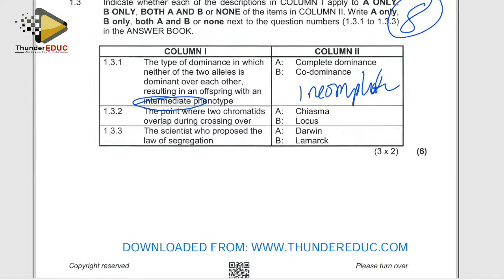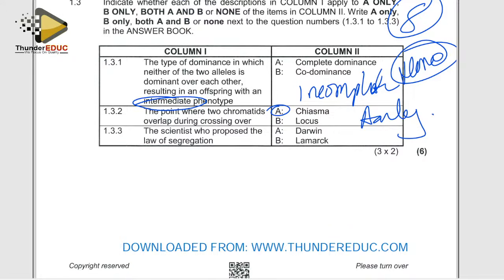Then let's still go to the yes. So we call it incomplete dominancy. Yes. Then we go to the next question. The next question, they're asking you about the point where two chromatids overlap during crossing over. How do you call the point where two chromatids overlap during crossing over? In this case, the answer here is none. It's supposed to be none. The points where the two chromatids overlap during crossing over, we call it chiasma. So the answer becomes A only.